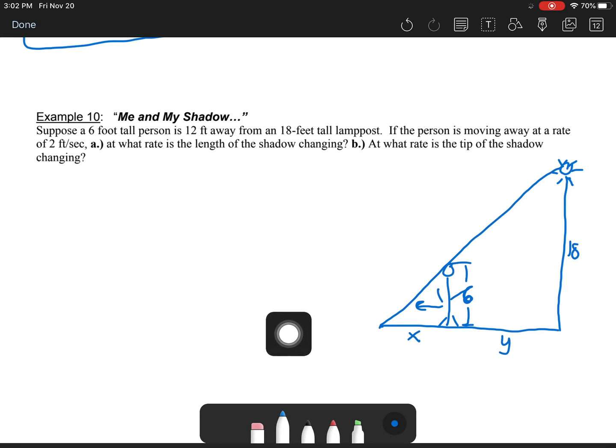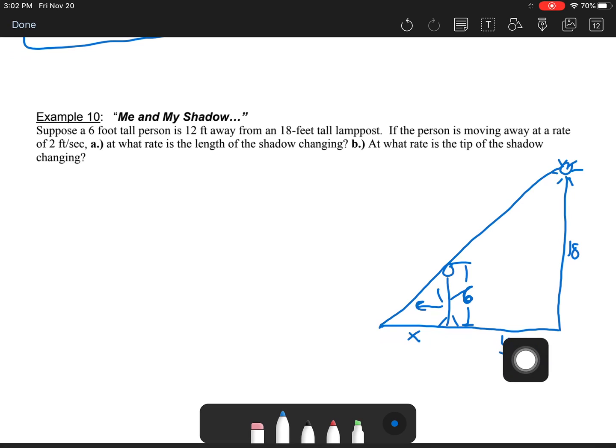In part B, when it says at what rate is the tip of the shadow changing, this is the part that's sometimes a little harder to visualize. When we talk about the rate at which the length of the shadow is changing, the person's walking and his shadow is moving as well, but the distance between the person and the tip of that shadow is what we're referring to right here. Because the person's moving and that x is changing, that's just the rate at which the length of the shadow is changing, because the shadow is based on the person and where he's standing, and then where the tip of the shadow is moving.